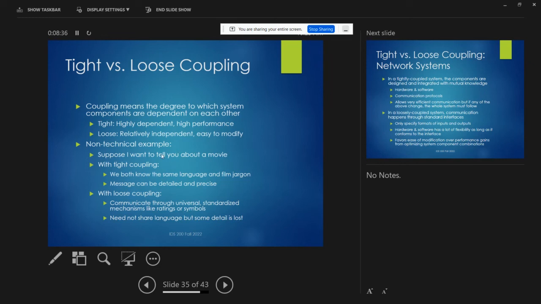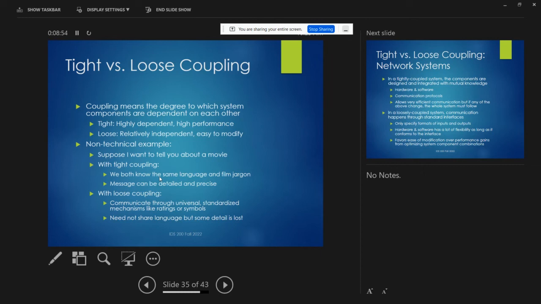I'll give you an example, a non-technical one. Suppose I want to tell you about a movie, right? If this is like a tightly coupled approach to description, maybe I could assume that you and I both speak the same language and we both know a lot of film jargon, so I can provide a lot of detail about the good and bad aspects of the movie, right?